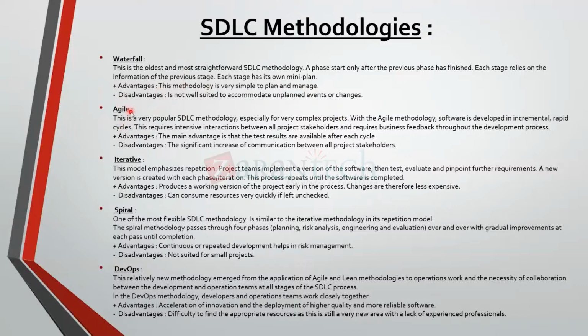So now the new one was agile. Agile is the most popular software development lifecycle methodology, specifically for complex projects. In the agile methodology, software is developed incrementally. You develop a certain thing, you release it out. You develop maintenance something, then release it out. So it's incremental, in rapid cycles. This requires intensive interactions between all project stakeholders and requires business feedback through the development processes.